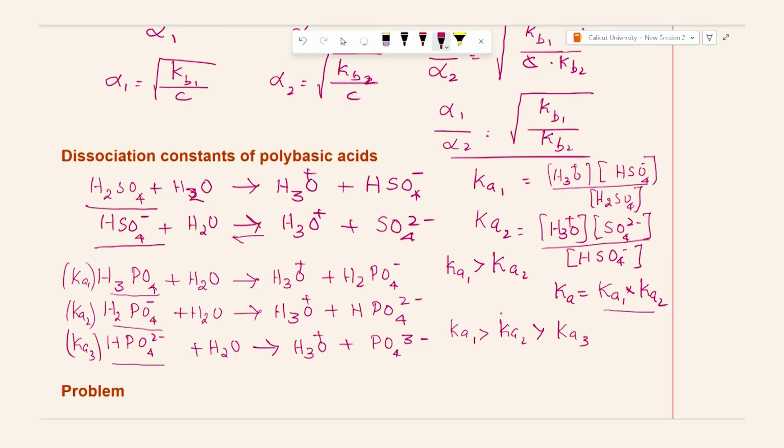So, from that, dissociation of a proton will be more difficult, and therefore, these values go on decreasing as the step increases, and the overall Ka value will be obtained by Ka1 into Ka2 into Ka3. That will give you the overall K value for phosphoric acid. This is phosphoric acid H3PO4. It's a tribasic acid.